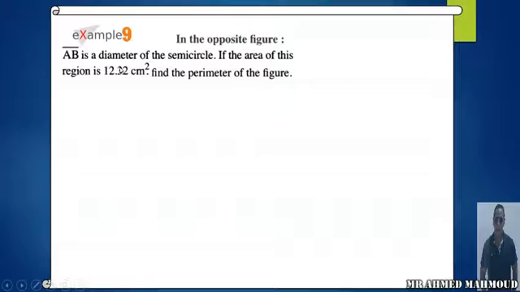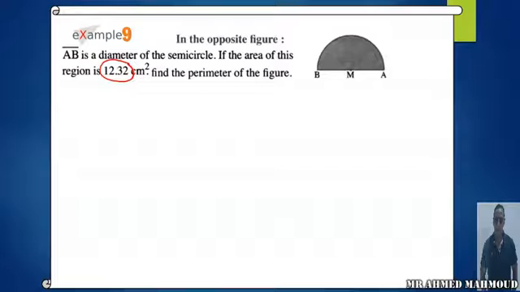In the opposite figure, AB is a diameter of the semicircle. If the area of this region equals 12.32, then find the perimeter of this semicircle. First, this is the area of the semicircle.